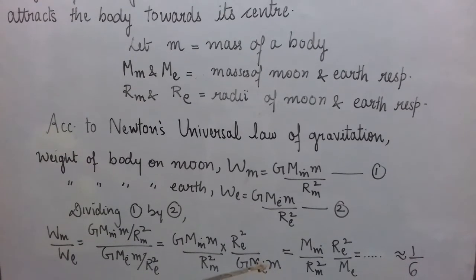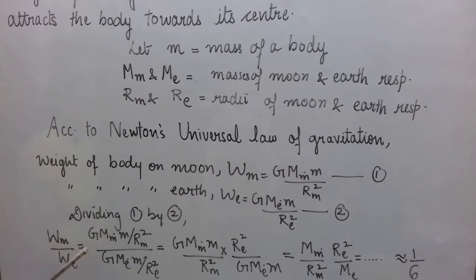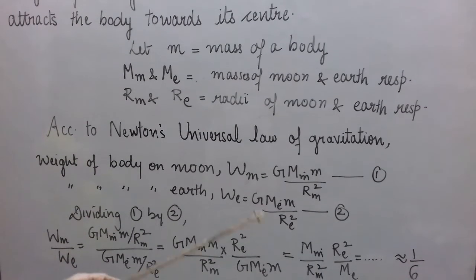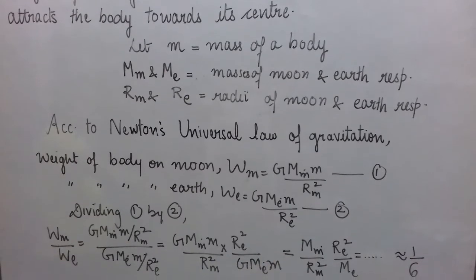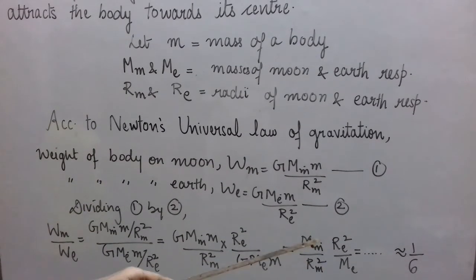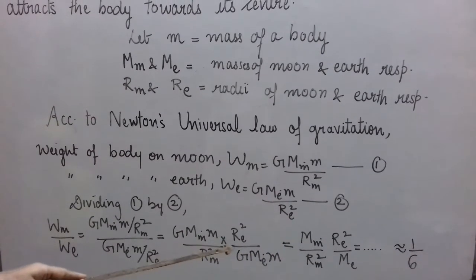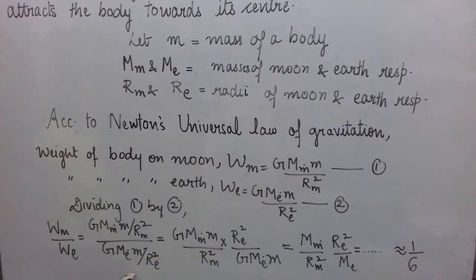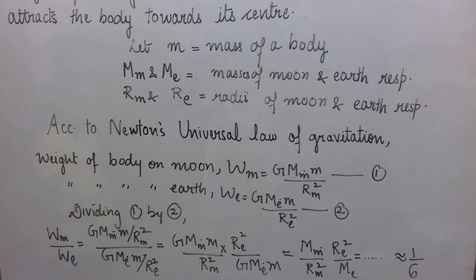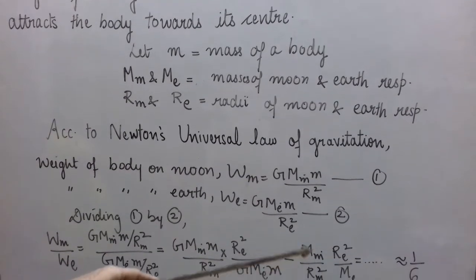So if you know the values of masses of moon and earth and their radii, there is no need to learn the values by heart. If somewhere in the paper it is given, fine, otherwise you can simply write: putting the values of mass of moon and mass of earth, radius of moon and radius of earth, we get Wm upon We is approximately equal to 1 upon 6. I have not shown the substitution here. Even if the numbers are not given, you can just write one sentence that substituting the values for mass of moon, mass of earth, radius of moon and radius of earth, Wm upon We is approximately equal to 1 by 6.